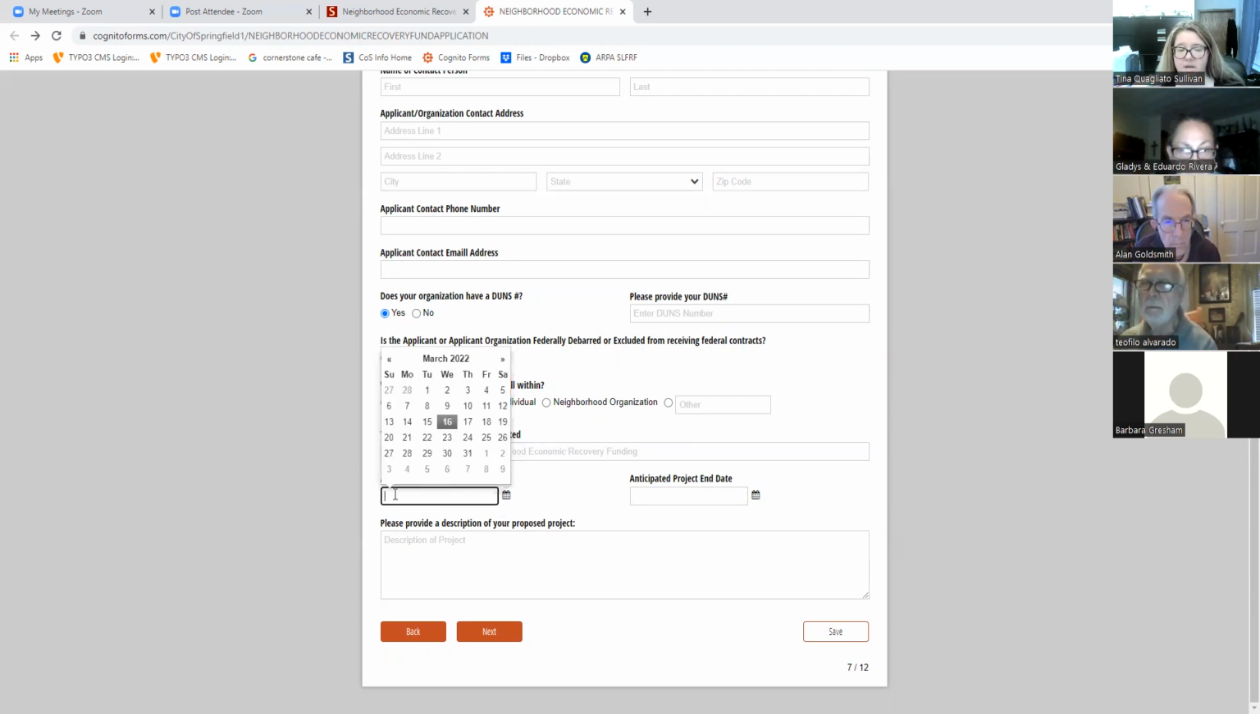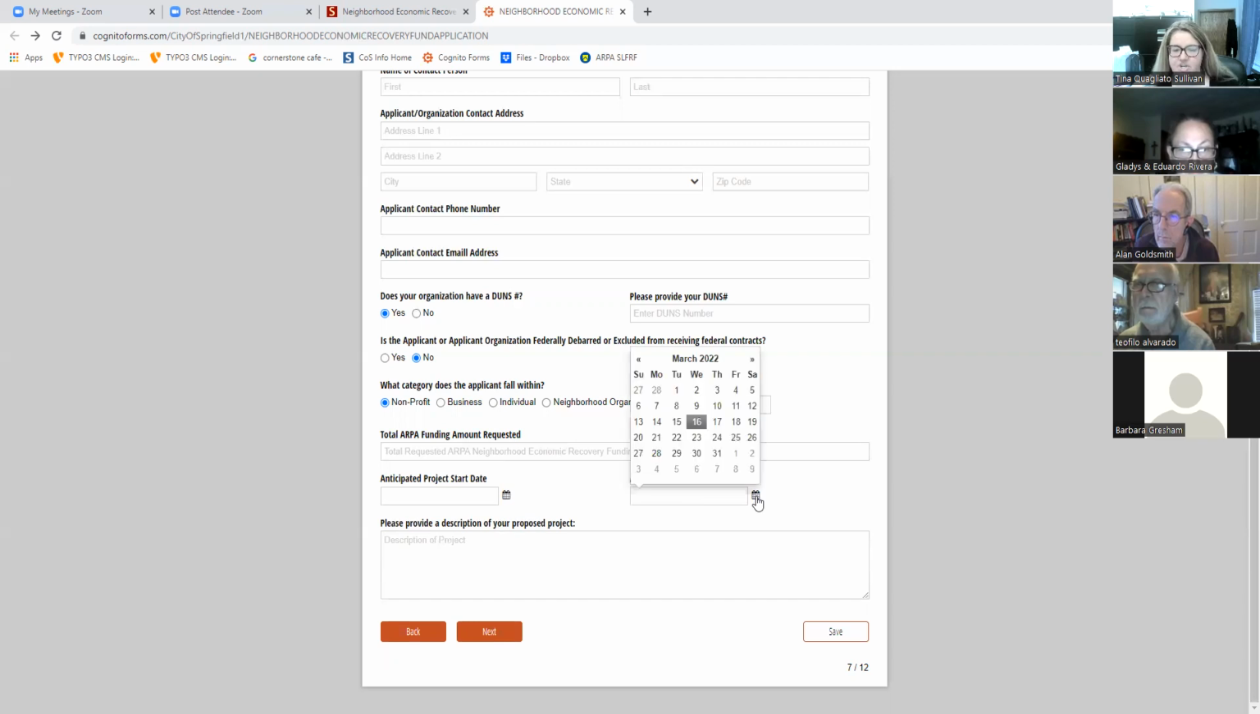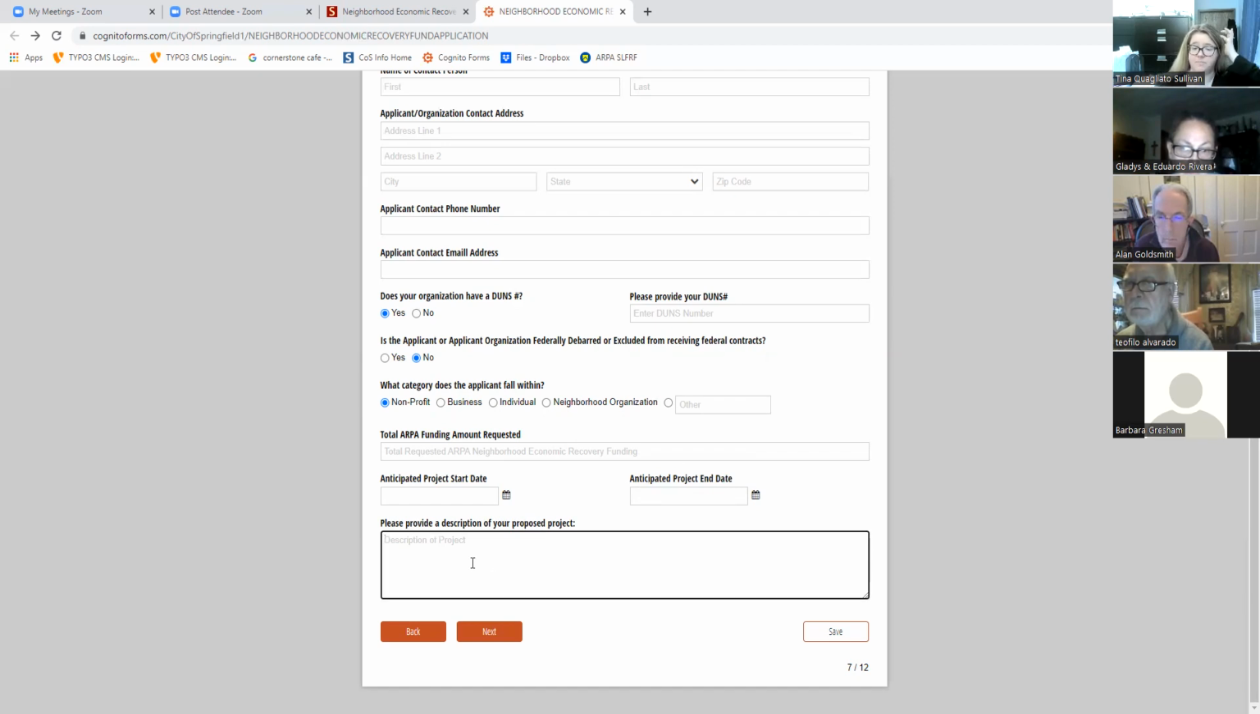Then you would put in your anticipated project start date. There's a nifty calendar to do that. And your anticipated project end date. Again, a calendar to do that. It doesn't have to be exact, but close enough, around how long you're anticipating your project will take to carry out. And then you should provide a description of your project.